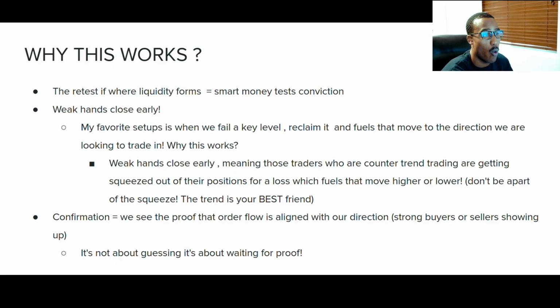We see the proof that order flow is aligned with our direction. Strong buyers or sellers showing up. It's not about guessing, it's about waiting for proof. When we're waiting for the confirmation and those strong buyers or those strong sellers to show their hands, that's our proof. That's what we're waiting for on those things.